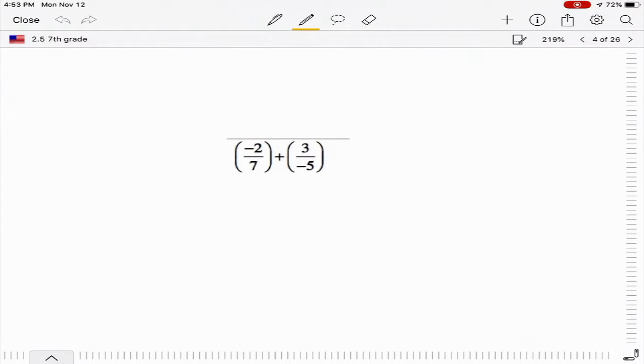I'm going to skip a few problems now. You have to complete them on your own, but I want to go into mixed numbers.